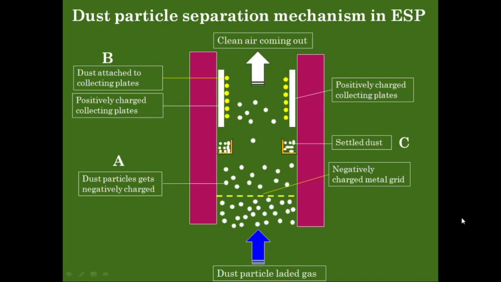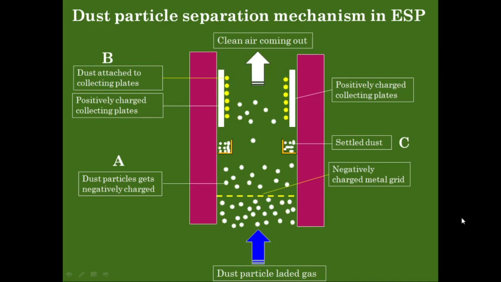This is a chamber of an ESP which has two openings. The bottom one is known as the inlet point, from where the dust-laden gas will be allowed to enter. You can see that in the bottom part I have placed a yellow colored line which I have named the negatively charged metal grid. When these white colored dust particles come in contact with the negatively charged metal grid, those dust particles will also get negatively charged.